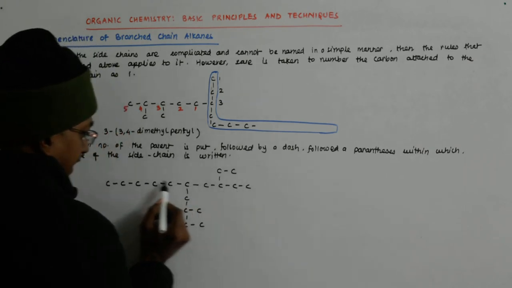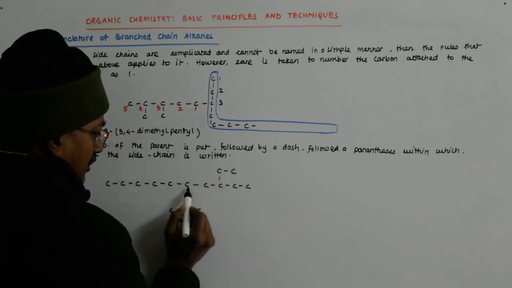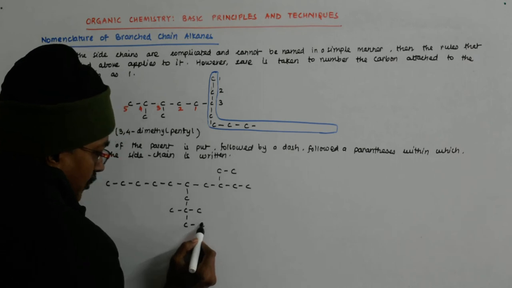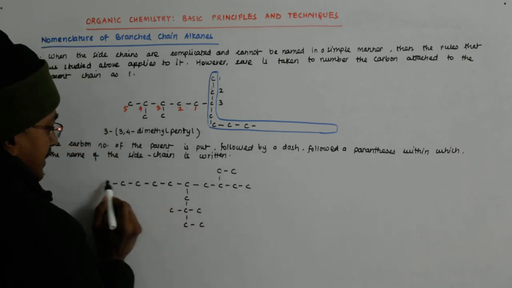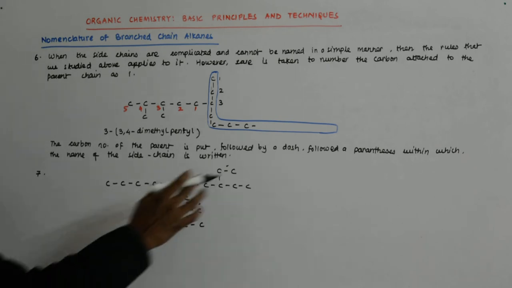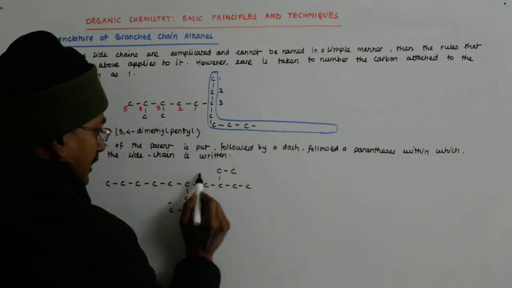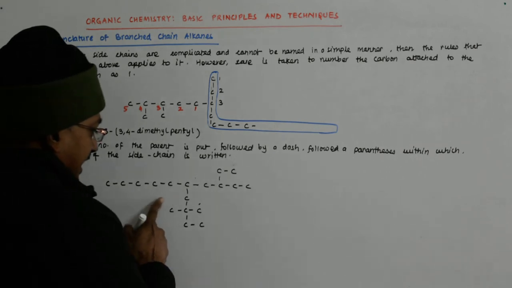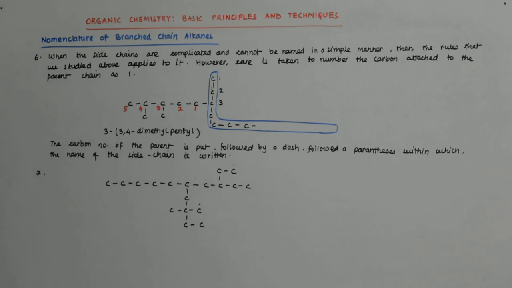So you see, if I take this as the parent chain, there are two side chains. One, two. This whole is one side chain. Okay? If I take this as my parent, 1, 2, 3, 4, 5, 6, 7, 8, 9, 10. So one side chain, second, third. This whole is the third. So it has three side chains. Understand? So which one will I take? The one which has a larger number of side chains. Okay?